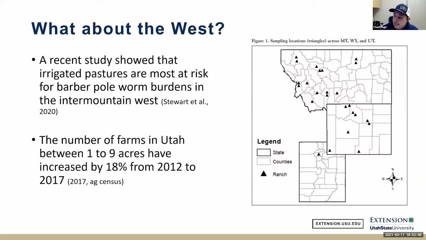And this is more particular to Utah, but we're seeing an increasing number of farms that are only on 1 to 9 acres. A lot of them are on the same pasture over and over, and they're consuming a lot of the eggs that are laid into the grass by these barber pole worms, or they're on irrigated pastures.